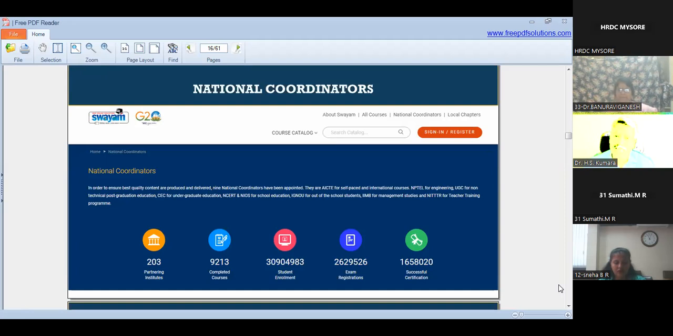So many students enthusiastically enroll for the courses, but only between 6 to 7% register for the examination. That's something we need to look into again. Another interesting point is successful certification: of the students who registered for the examination, how many cleared the Swayam examination? Almost 60 to 63-64% were successfully certified.